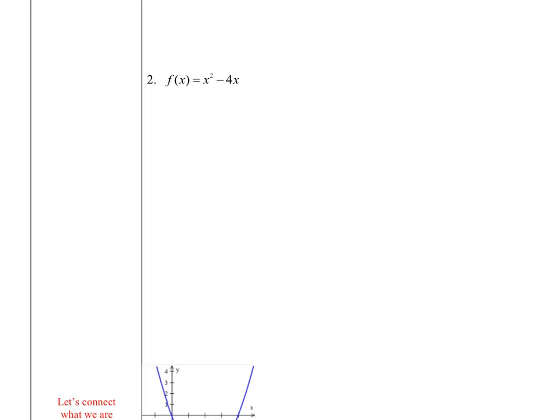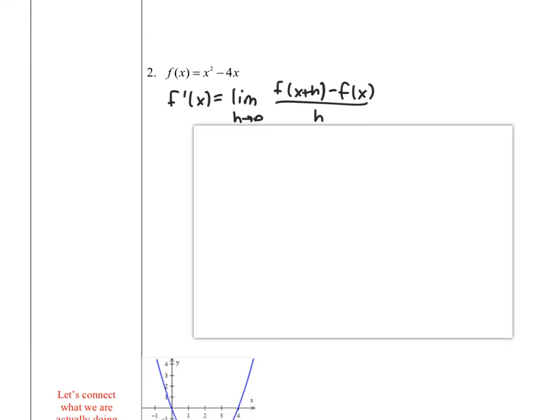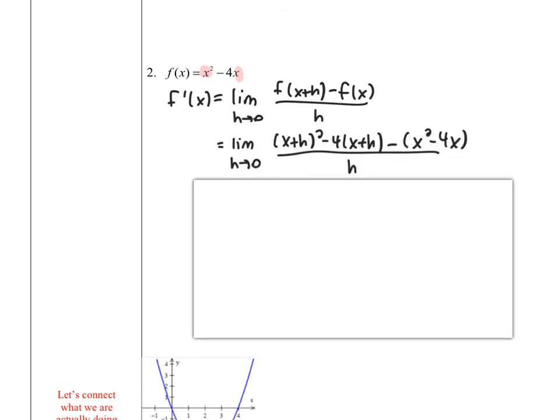So we're just using that formal definition. So here's my formal definition of a derivative. I'm going to first do f of x plus h. That means take your x plus h and plug it in for each one of these x's. And that brings me down to this step.